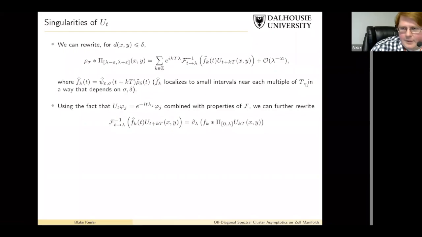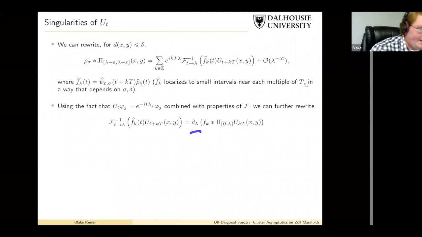So that, combined with properties of the Fourier transform, allows us to write this inverse Fourier transform of fk hat times the wave group as a convolution, because multiplication on one side turns into convolution on the other, of fk convolved with the spectral projection onto the interval 0 to lambda. So it rears its head even in this case: even though we started with a spectral cluster, we still get the full spectral function showing up. But it is precomposed with u evaluated exactly at k times t.